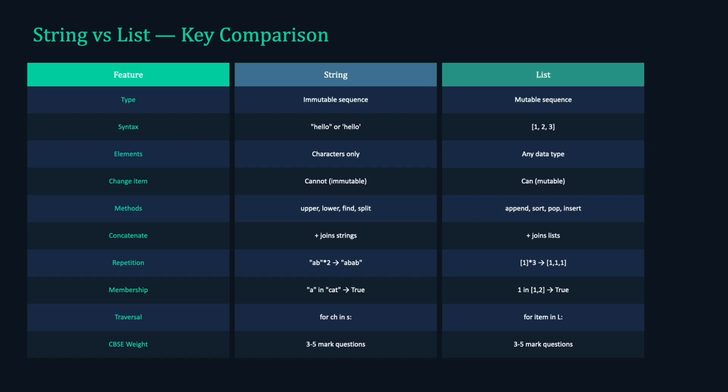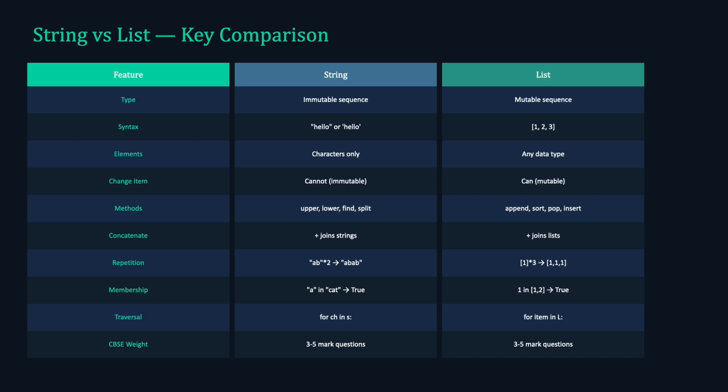The big comparison table. Strings are immutable sequences of characters only. Lists are mutable sequences that hold any data type. Both support indexing, slicing, concatenation, repetition, membership testing, and traversal. The key difference is mutability.